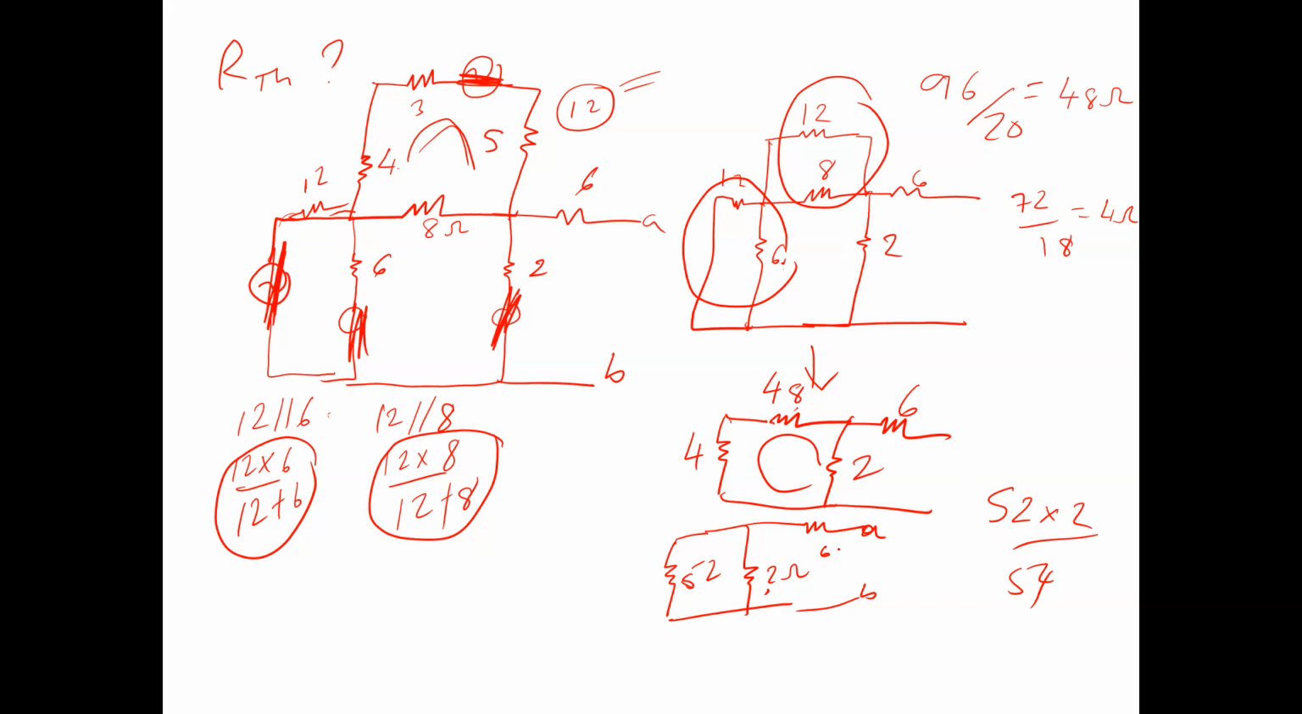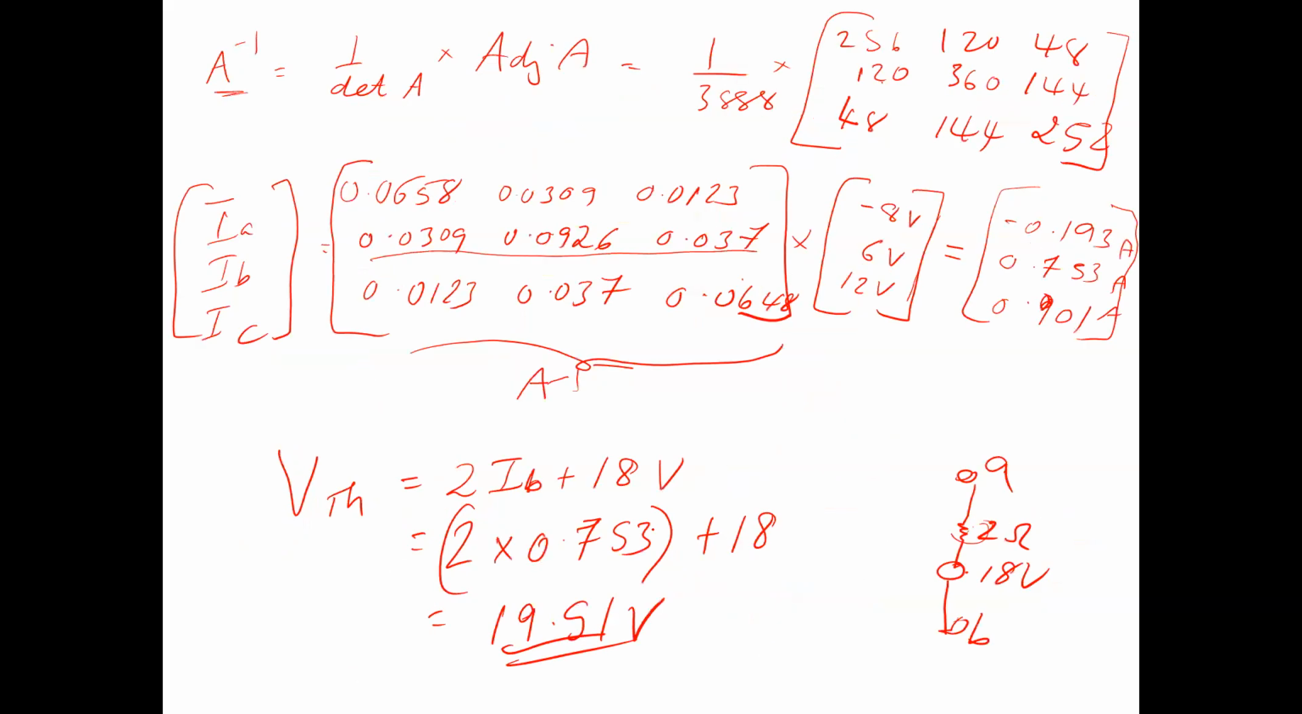Then we have to find this equivalent and plus 6. Okay, that will be a total of 7.6. You can check your calculation. 7.63 ohm. Okay, so R Thevenin, which is this one, A, B, will be 7.62. And then the V Thevenin, obviously, we have already calculated, 19.51.